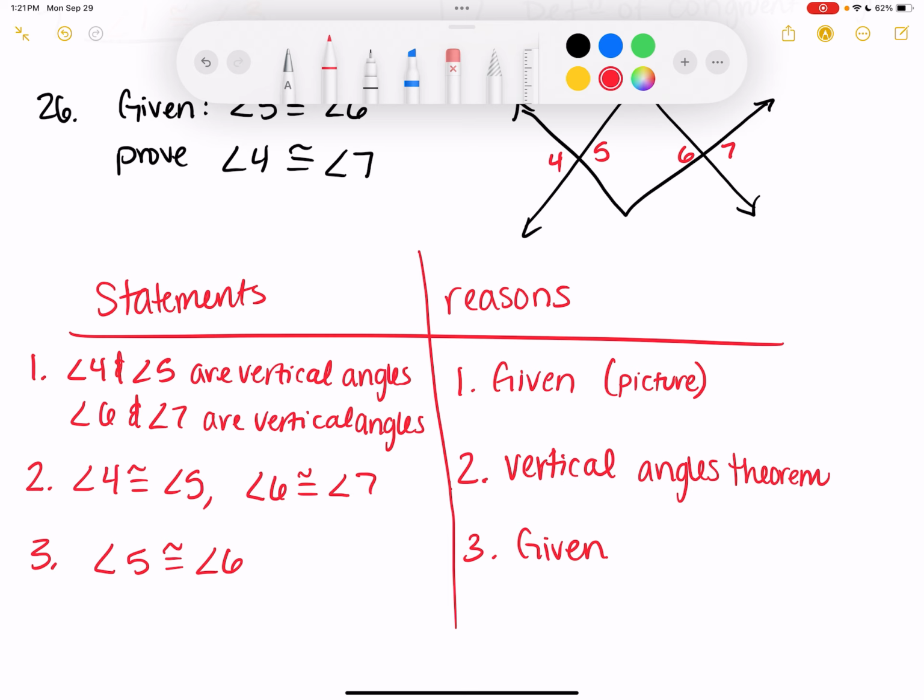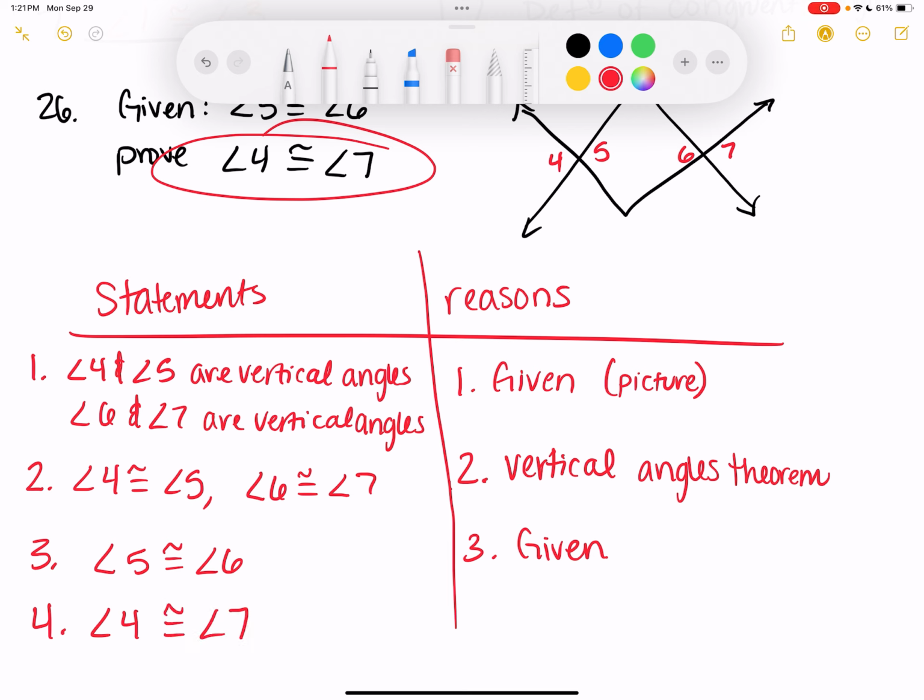So if that's true, what else has to be true? Measure of angle 5 equals measure of angle 6. Yes, but I don't need to do that. I can skip that part. What am I trying to prove? Measure of angle 4 plus measure of angle 5 equals measure of angle 6 plus measure of angle 7? Not necessarily. I'm just trying to go right here to what I'm trying to prove. Angle 4 is congruent to angle 7.